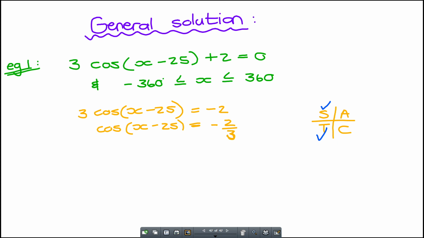But we also need a little reference angle, jou verwysingshoekie.